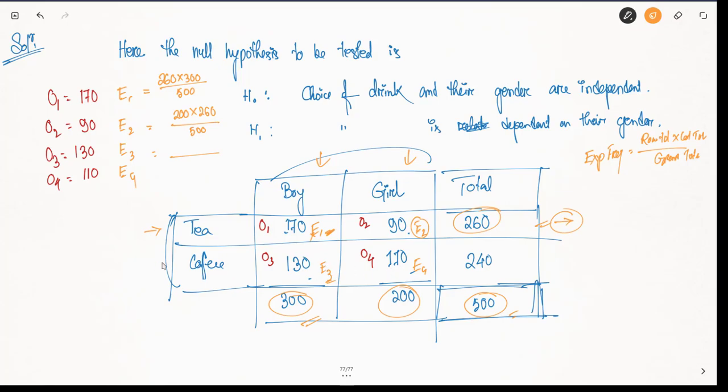E3 lies in your second row and first column, right? So first column the total is 300 and total of the second row is 240. So it will be 240 into 300 divided by 500. And the last value E4 lies in your second column and second row. Total of second column is 200, total of second row is 240. So 240 into 200 divided by 500, right?